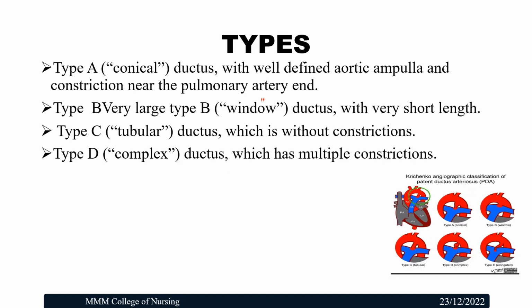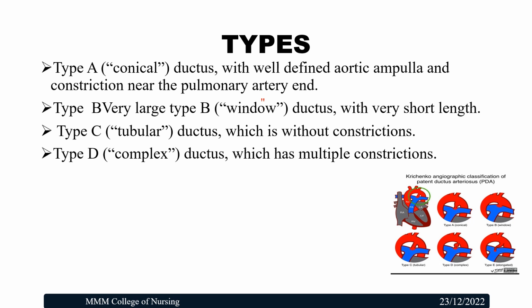Types. There are four types. First one is type A, that is conical ductus with well-defined aortic ampulla and constriction near the pulmonary artery end. That is type A.